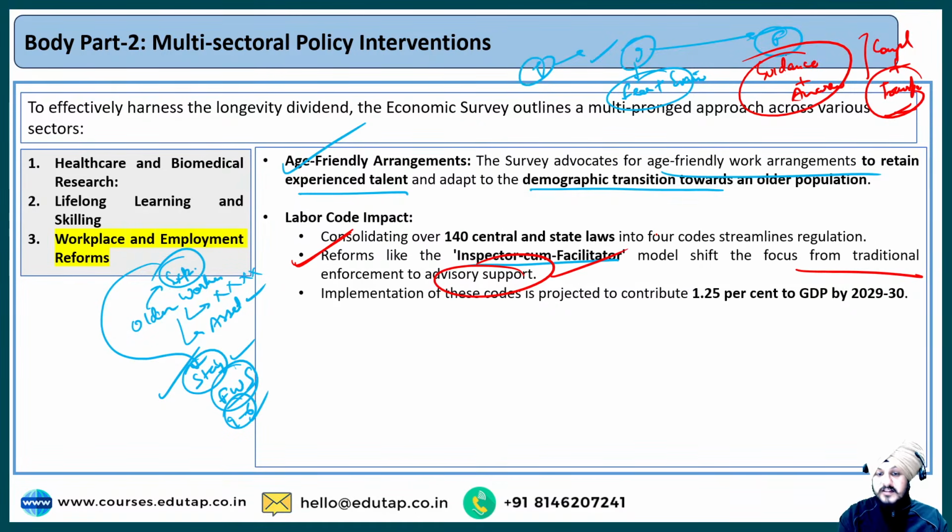And it also gives this data that with the implementation of these labor codes, it is projected that they are going to contribute 1.25% to GDP by the year 2029 to 2030. So this is something that has been projected when we talk about the impact of the labor codes, which have recently been implemented by the government. And this is the projection that we have framed in context to that, right?